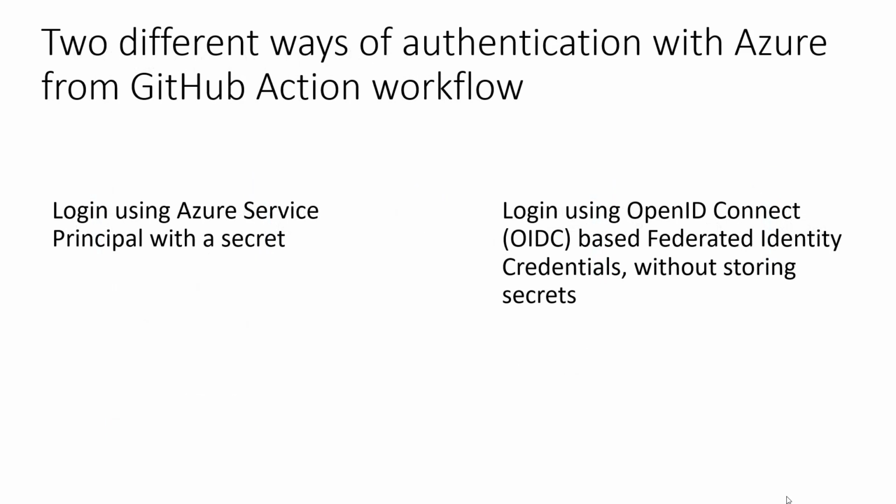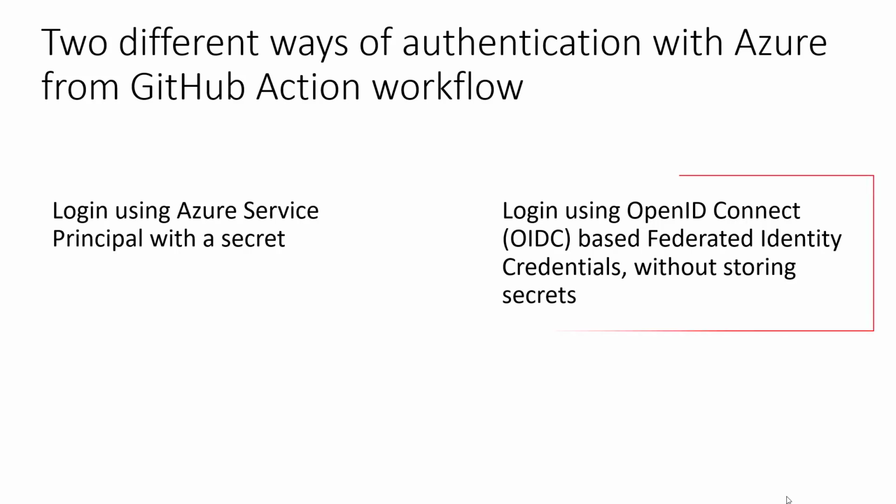Okay, so just to clarify, there are two different ways of authentication with Azure from a GitHub Action workflow. The first one is logging in using an Azure Service Principal with a secret. This is the standard approach used until now. So we have client ID, tenant ID, and client secret.